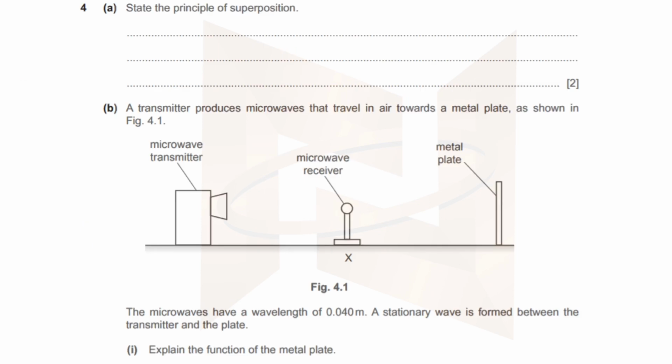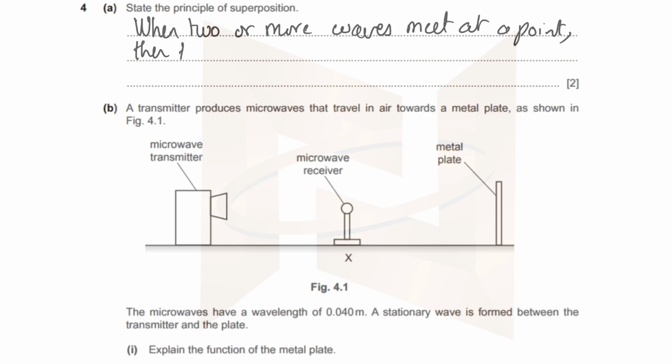The principle of superposition states that when two or more waves meet at a point, then the resultant displacement is equal to the algebraic sum of the individual displacements.